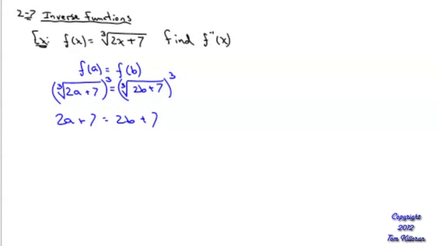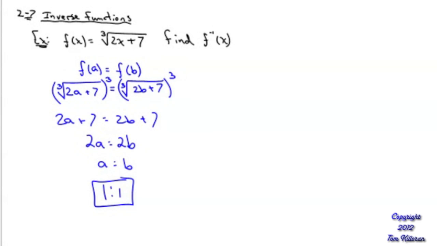And remember, we're solving for a. What would be your next step? Subtract 7. You get 2a is equal to 2b. And then divide by 2, and you get a equals b. Now, since a is directly equal to b, this thing is guaranteed to be one to one.